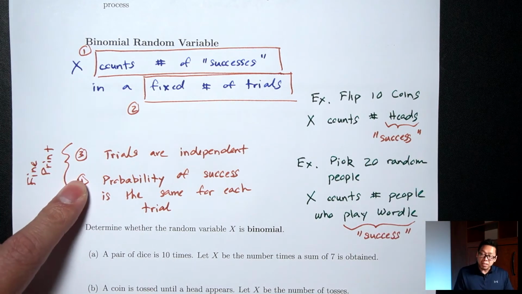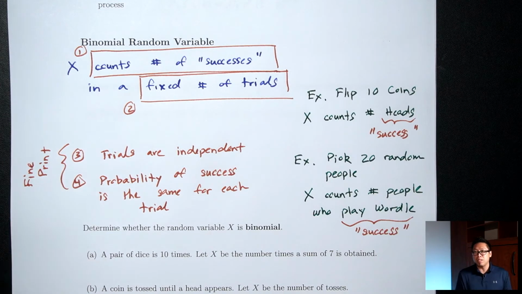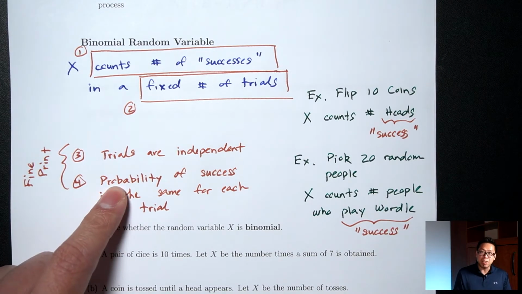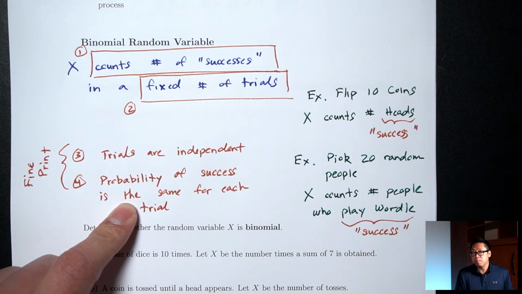The probability of success. Each coin has a 50-50 chance of landing on heads. So for each coin, there's a 50% chance of landing on heads. The probability of landing on heads is the same for each coin.